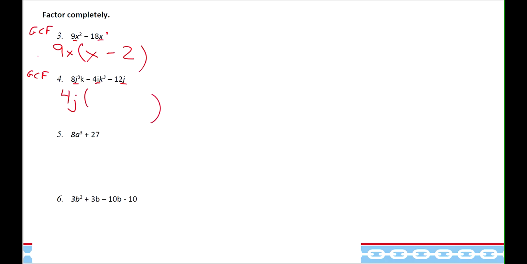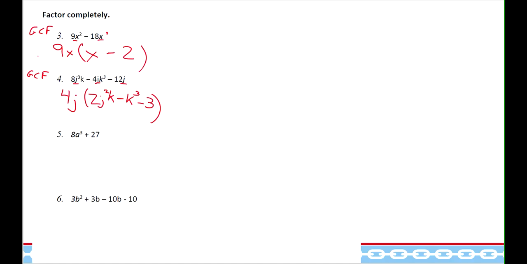Okay? So looking then, 8 divided by 4 is 2. j to the third divided by j is j squared, and then the k is going to drop down. Negative 4j k to the third divided by 4j. The 4's are going to cancel. The j's are going to cancel. That leaves us with k to the third. And then negative 12j divided by 4j would be negative 3.